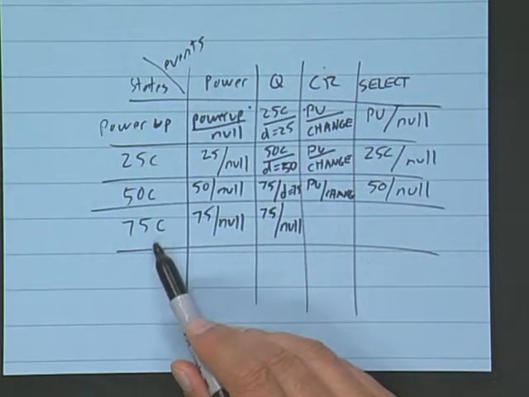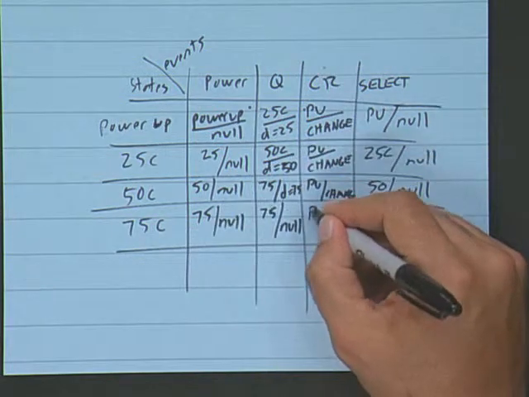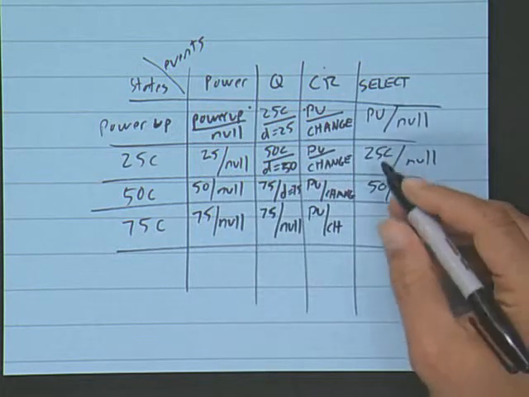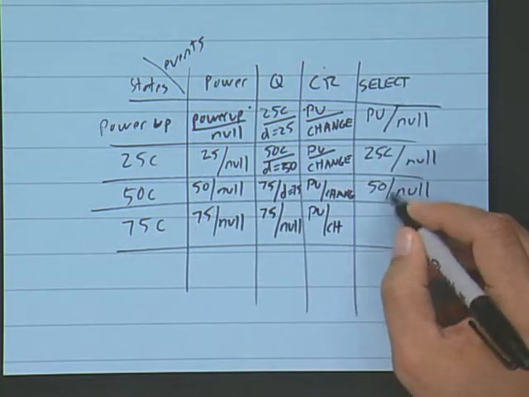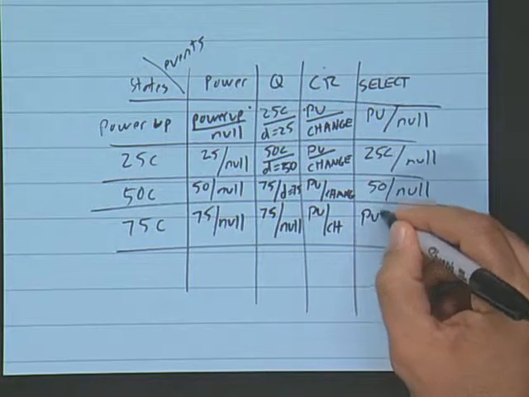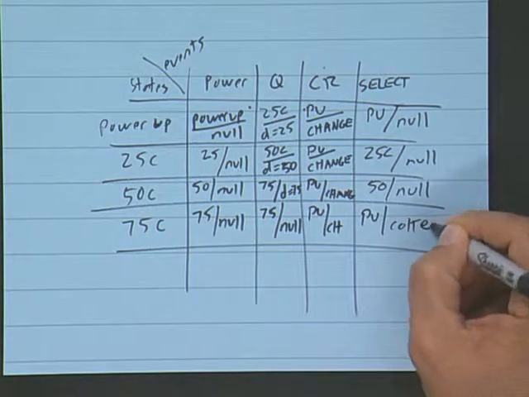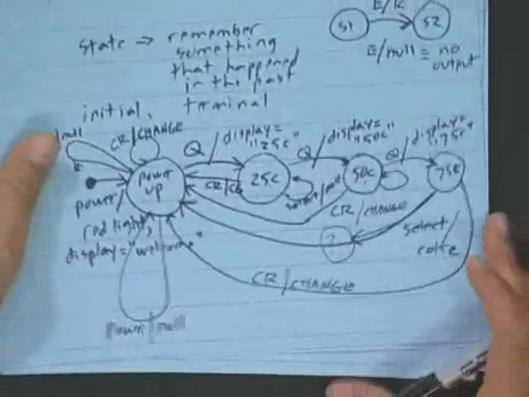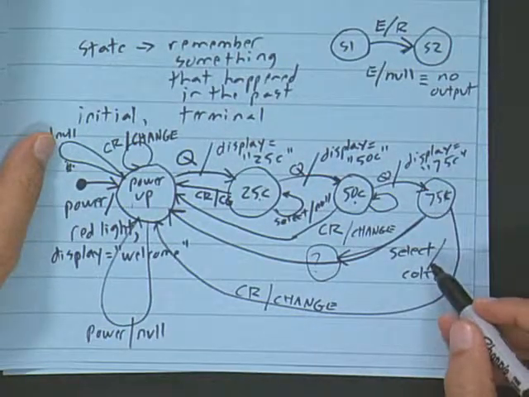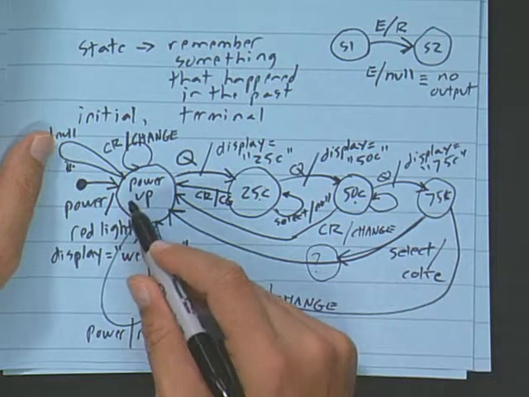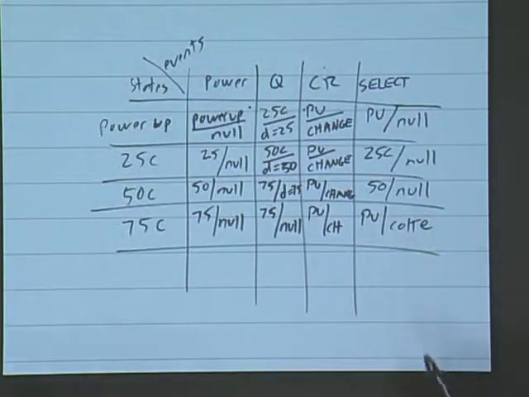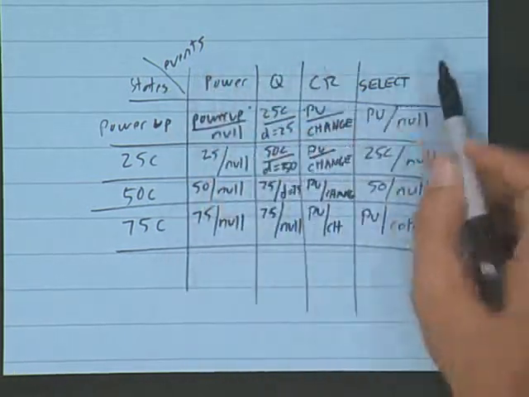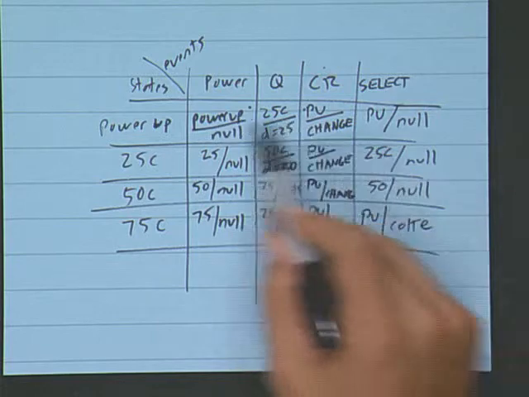What happens if I'm in the 75-cent state and I hit change return? I'm going to go to the power up state and return change. And then finally, if I hit select from the 75-cent state, what do I do? I go back to the power up and I get my Coke, right? So over here, I'm in the 75-cent state, I hit select, get my Coke, go all the way back to the beginning. So power up, Coke. Okay? So for states and events, next state and response is what goes in here.